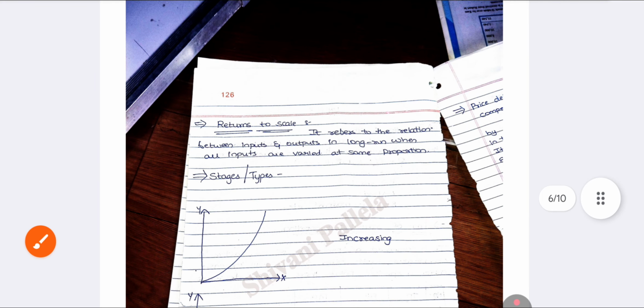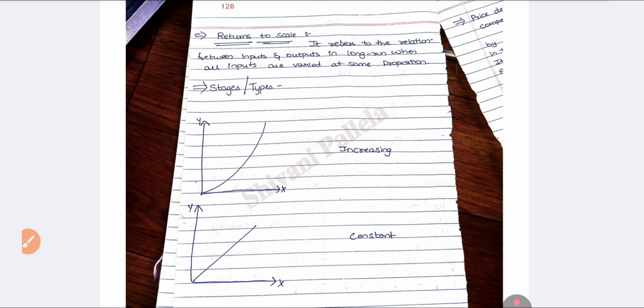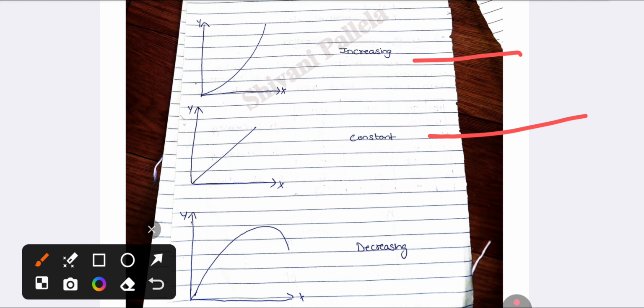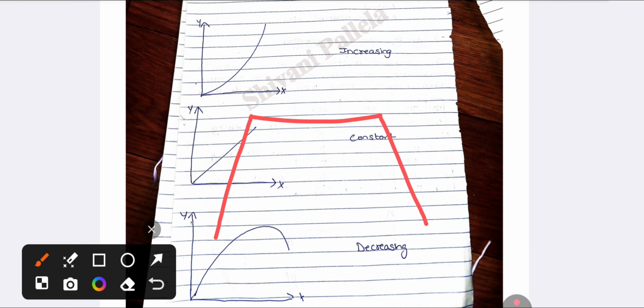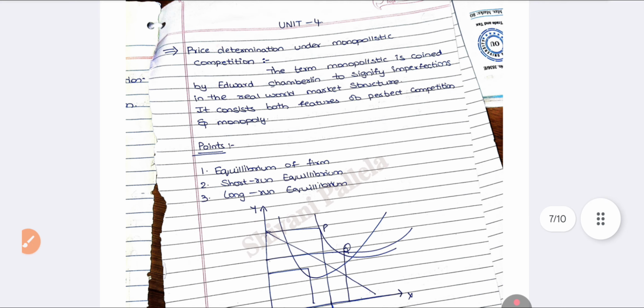If they are asking about returns to scale, meaning the proportionate return we are getting, here also there are 3 types: increasing, constant meaning same, and decreasing. First it will increase, then it will be constant, then it will decrease. This is the diagram, and you can include this type of diagram also. Got it? Next, in unit number 4, I have given the price determination in monopolistic competition.